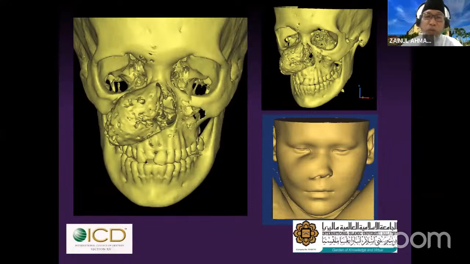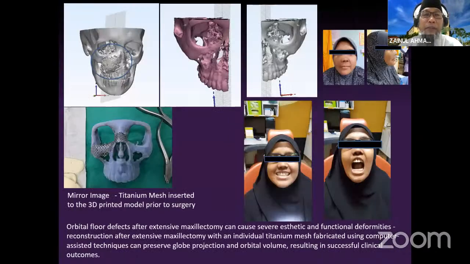You can also include the soft tissue if you want to see the soft tissue. So this is some of the methods or software that you can utilize to visualize the pathology of the patient.